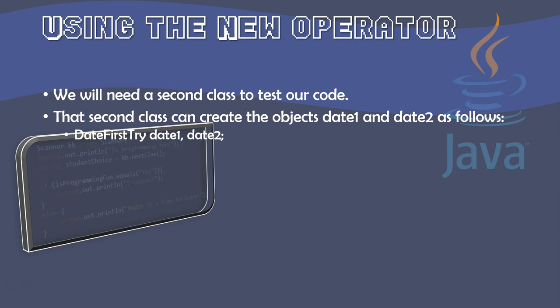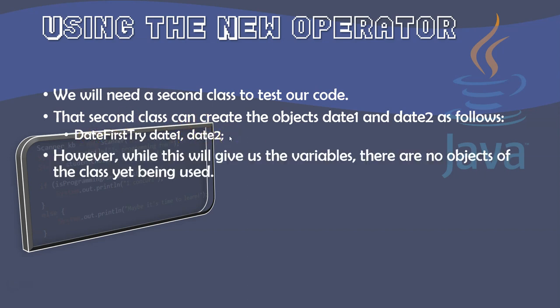Now, the second class can create objects, so let's say date1, date2, etc. And we can do so in the following format: DateFirstTry date1, comma, date2. So it's just like making a variable. If I had, let's say, an integer, I could say int num1, comma, num2. Same idea. However, while this is going to give us the variables, there are no objects of the class yet being used, just like when we had a variable and said int num1, comma, num2, and they don't have values assigned to them.